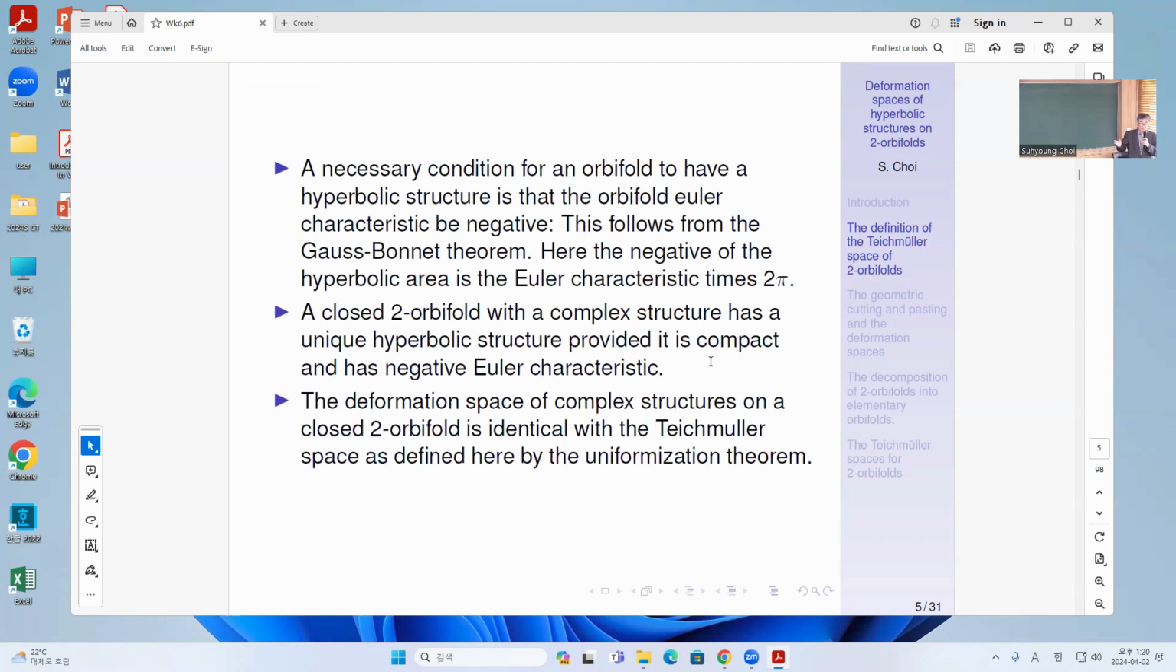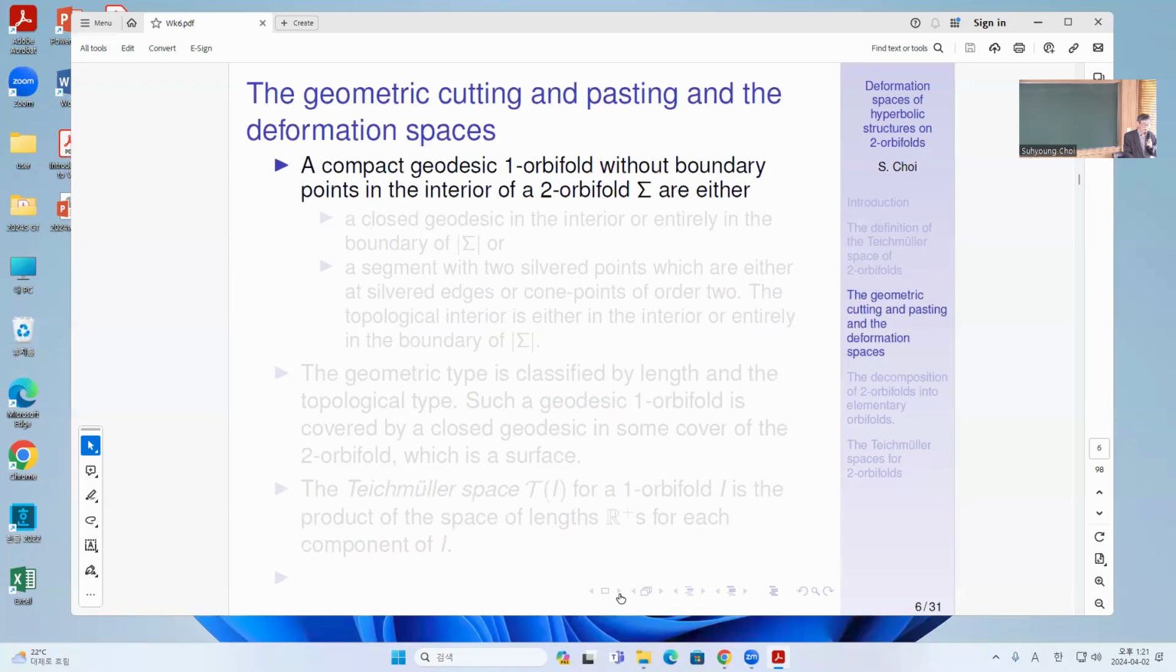So then all the complex analytic maps, the deck transformation group, is going to be isometries here, right? Because the only complex analytic maps sending the upper half space to upper half space are isometries. So there are only those, right? Okay, so that's the reason. I'm not proving that so much. And now we can do the geometric cutting and pasting and the deformation spaces.